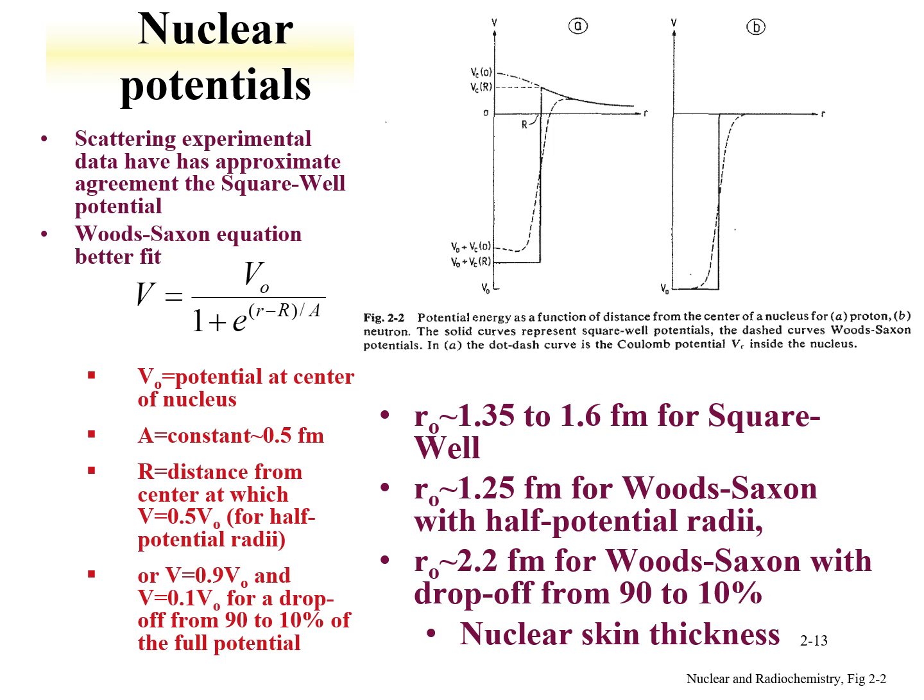So now this information was utilized. You get an R naught of 1.35 to 1.6 femtometers for a square well. This term changes a little bit for the Woods-Saxon potential if you're looking at the half potential, so where it drops from the center to the half, or where it goes from 90 to 10% of the full potential. This R naught goes to 2.2 femtometers. And this 90 to 10% drop can be defined as the nuclear skin thickness.